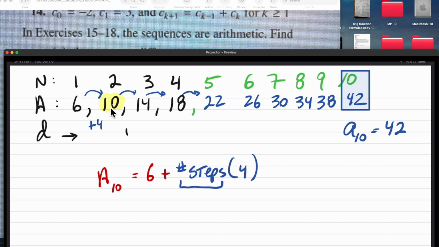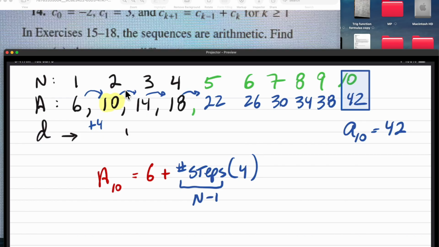So rather than count them out, let's do a shorter move. Let's go from position 1 to position 5. How many steps was that? 1, 2, 3, 4. So to go from a sub 1 to a sub n, we took n minus 1 steps. If we go to 5, it's 4 steps to get there. So the number of steps is going to be n minus 1.